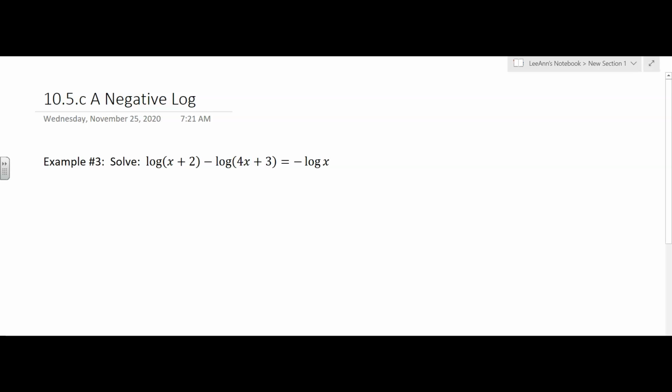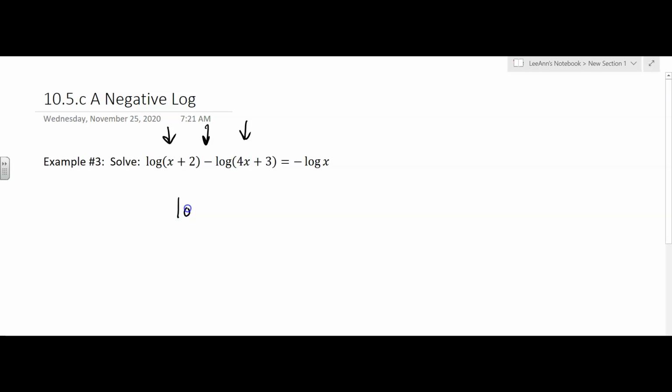Okay, so we have another equation, and remember in these equations there's logarithms. We're trying to solve for the variable. On the left-hand side you notice you have two logarithms, so we're going to condense those. Now this time it's subtraction. So what does subtraction mean? It means we're going to divide the arguments.